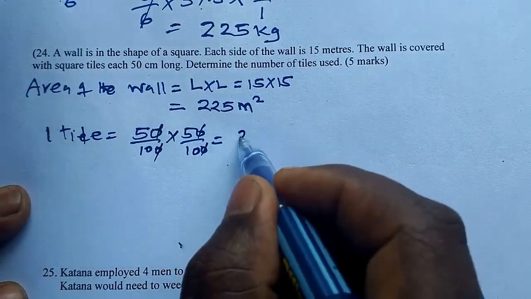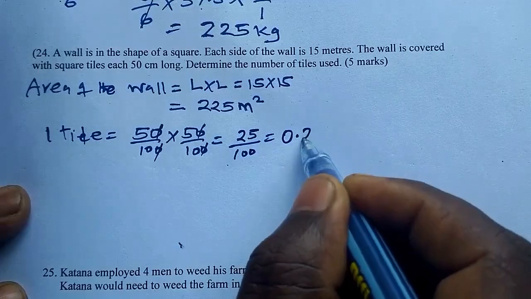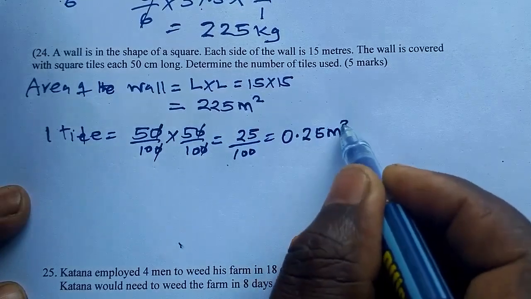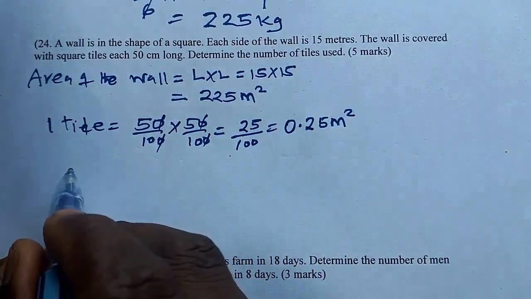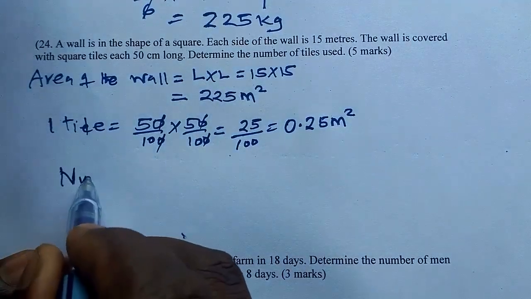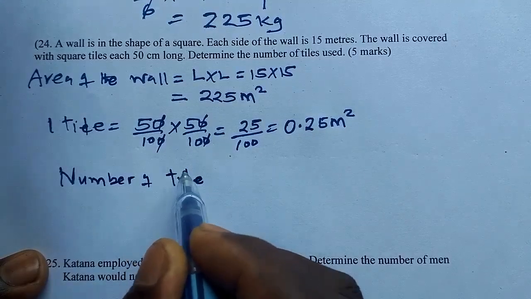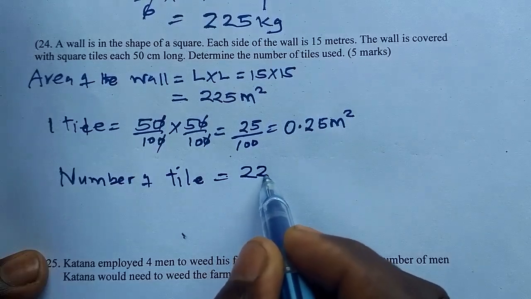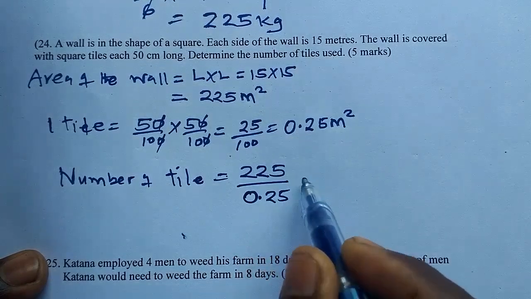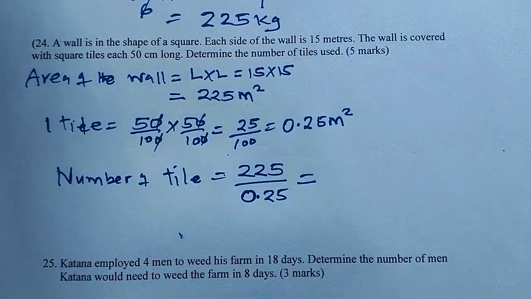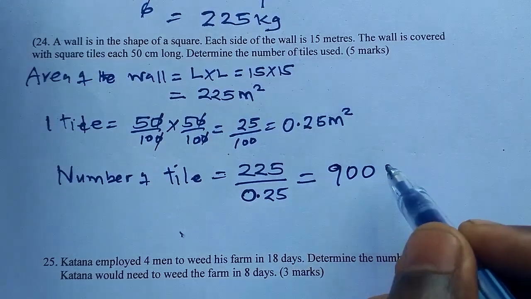So that is 25 over 100, and that is 0.25 meters square. So one tile is that. So to determine the number of tiles, the number of tiles will be the total area of the room divided by one tile. And that one will be 900 tiles.